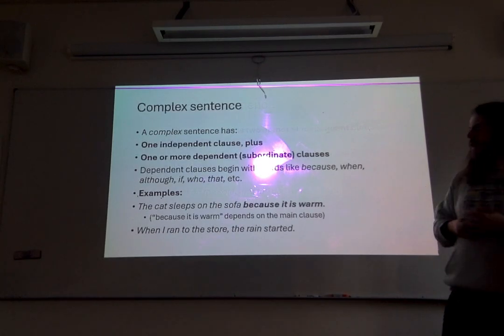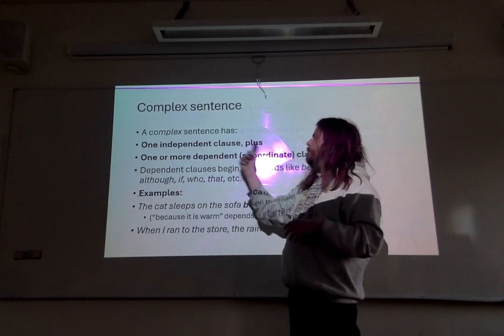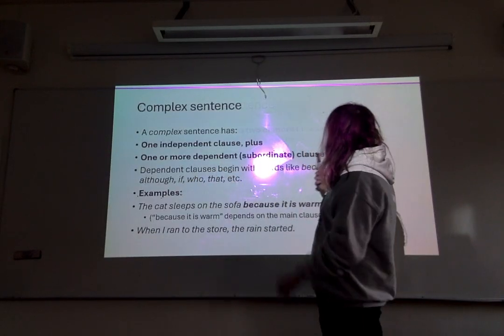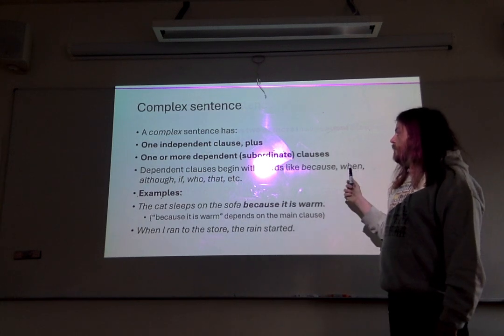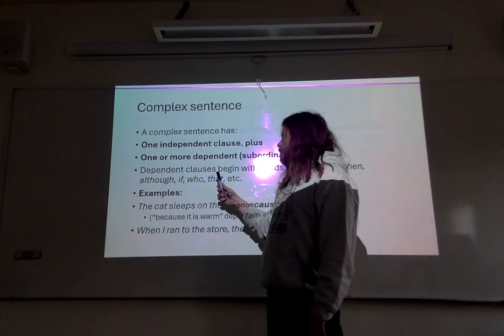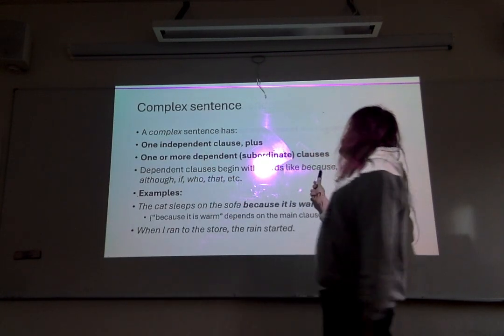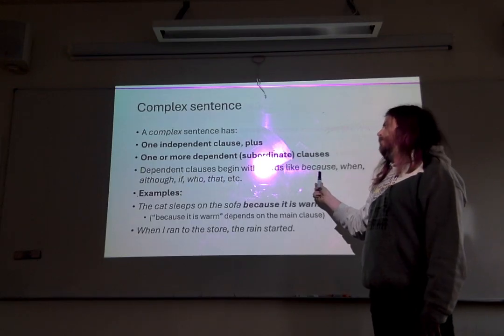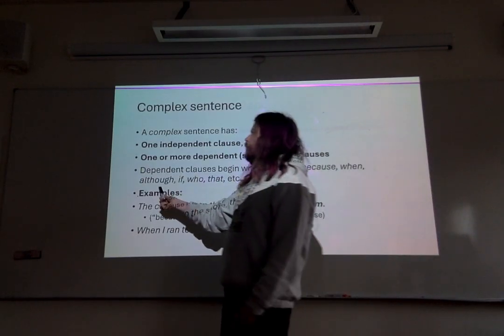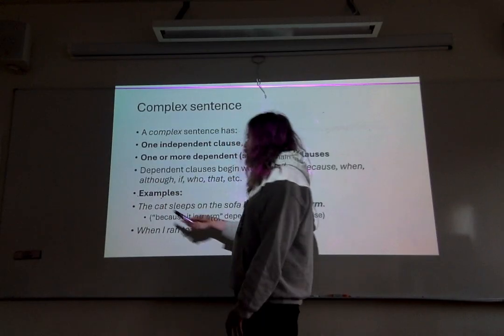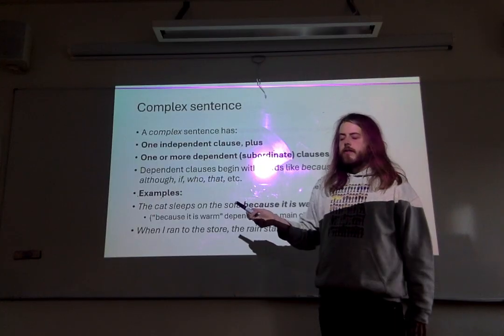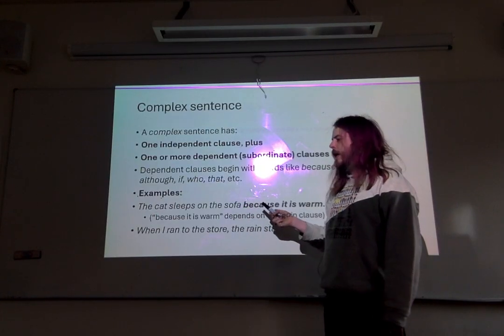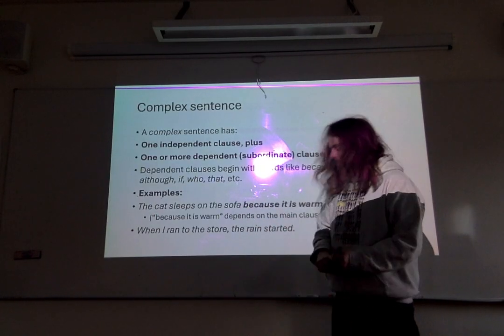A complex sentence, and that's the final one, has one independent clause plus one or more dependent subordinate clauses. And they are dependent, and they begin with words like because, when, although, if, that. You see, a WH clause functions like a noun clause, but doesn't function directly like a coordinating conjunction. Although the cat sleeps on the sofa because it is warm. Children are suffering in the world because people are taking their candy. Yeah?